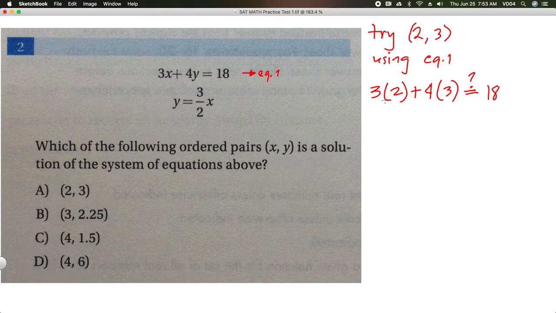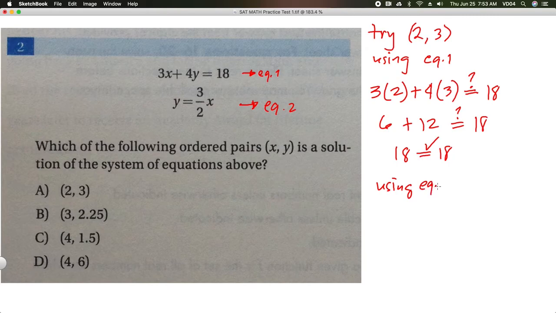Now let's multiply this. 3 times 2 is 6, plus 4 times 3 is 12. Is this equal to 18? I think so. 6 plus 12 is 18, and therefore we found out that 2 and 3 satisfy our first equation. But wait, we need to be sure that this ordered pair will also satisfy our equation 2. So let's use equation 2 now.